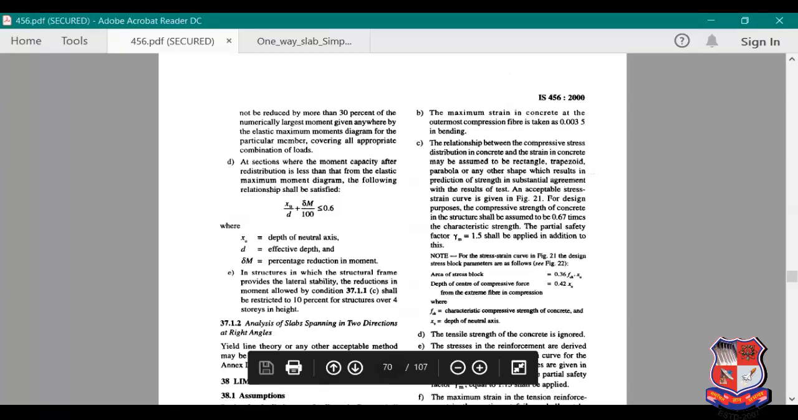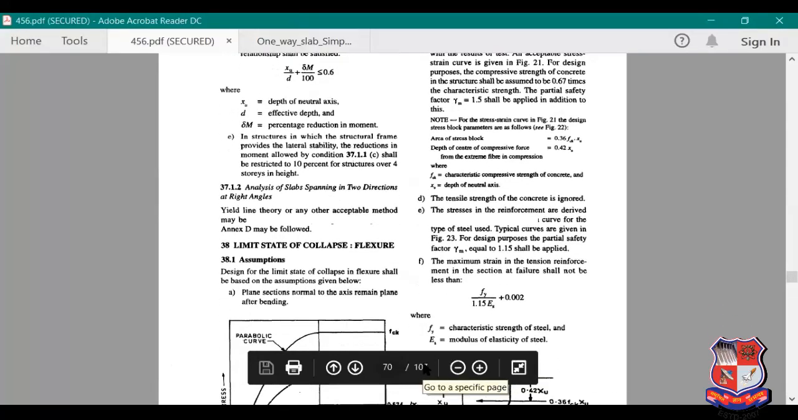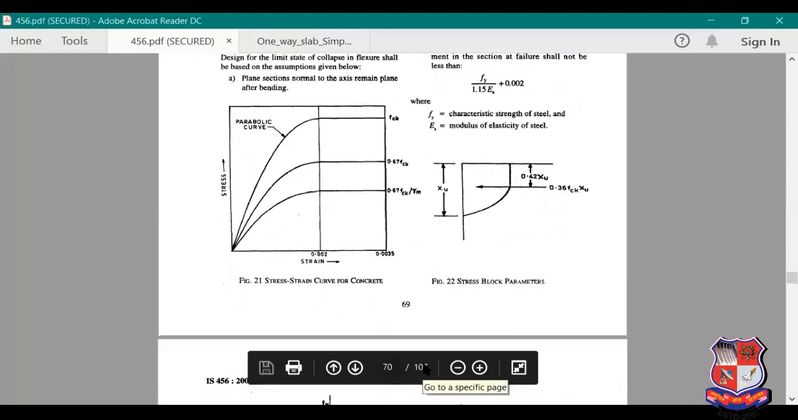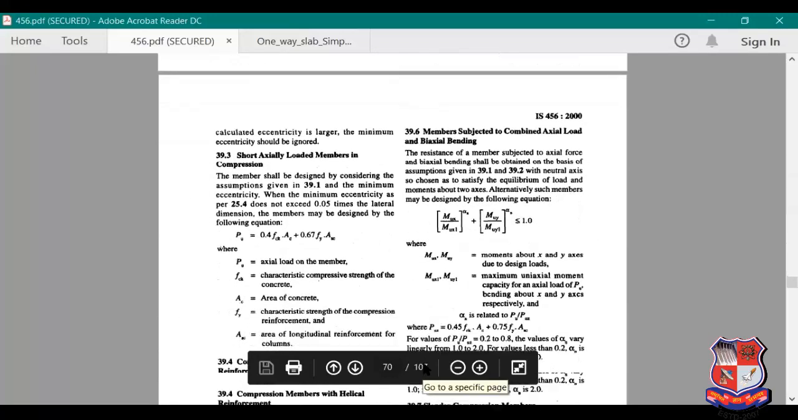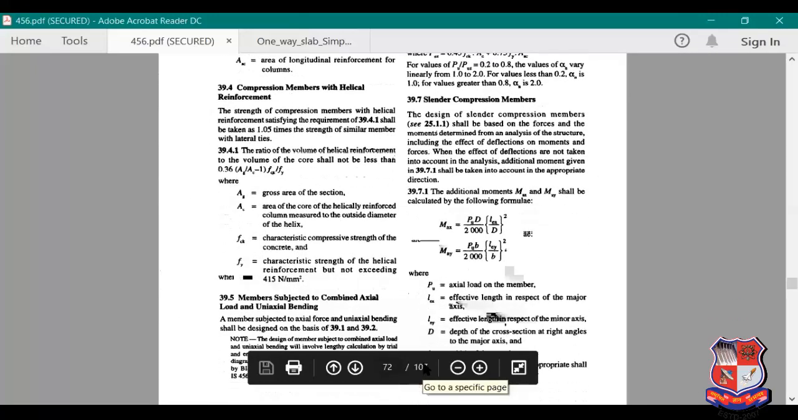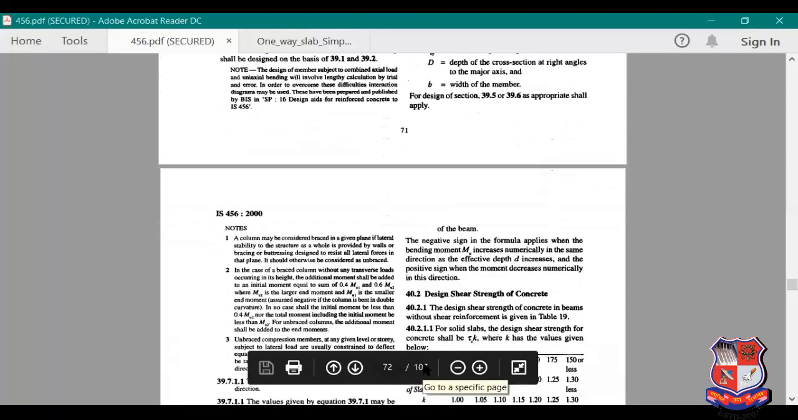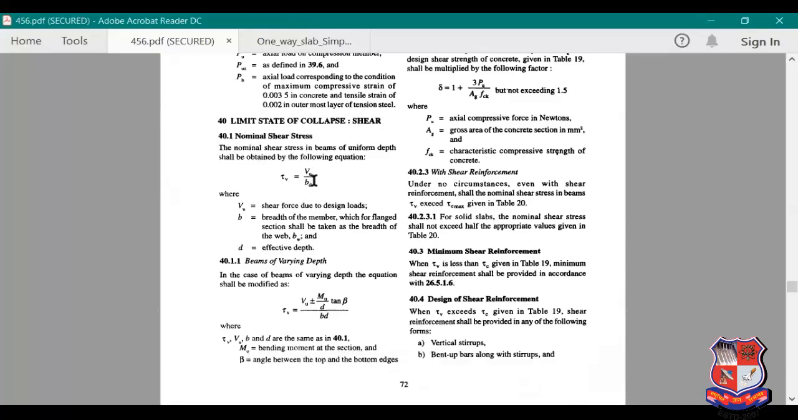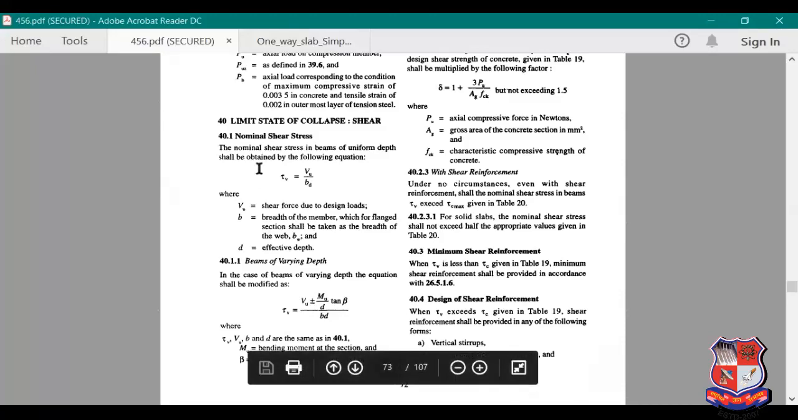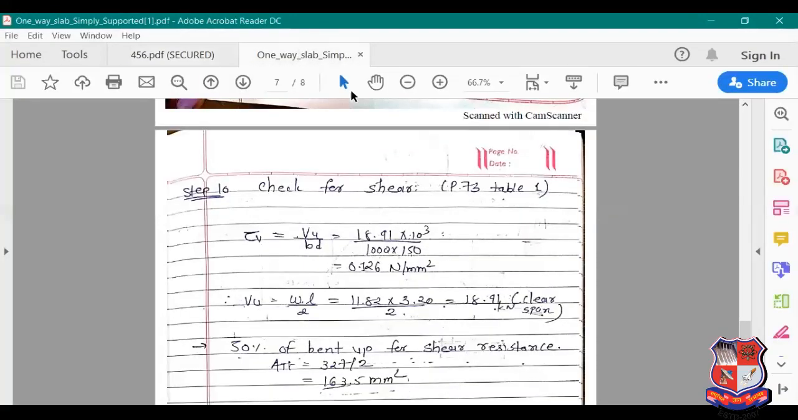Yes, this one. Limit state of collapse in shear, clause number 40.1. So tau v is equal to Vu upon bd. So what is Vu? It is a separate thing, and d. So Vu is equal to shear. So how can we find shear? Shear is equal to wL by 2 because it is simply supported.